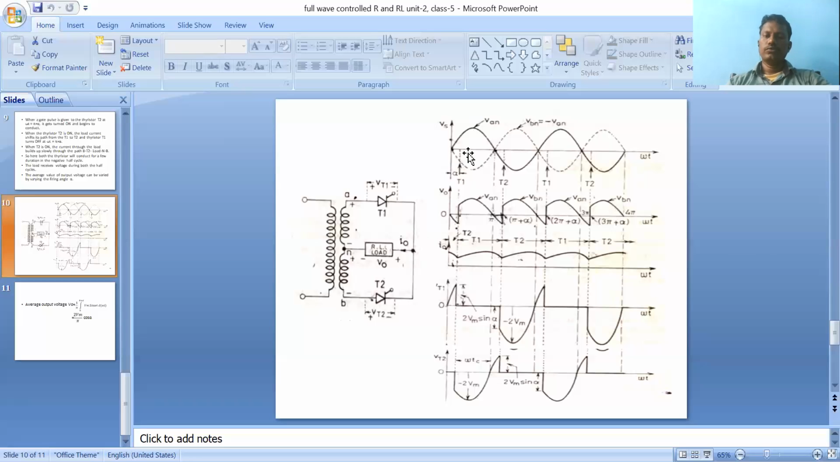At the time of alpha, we should apply the firing pulse to T1. So it conducts, and once it conducts it acts as a short circuit. Here there is no VT1; VT1 becomes 0. So what is the output voltage? The output voltage is collected across the RL load only, so it follows the supply voltage. At the end of the positive half cycle, automatically the negative half cycle starts.